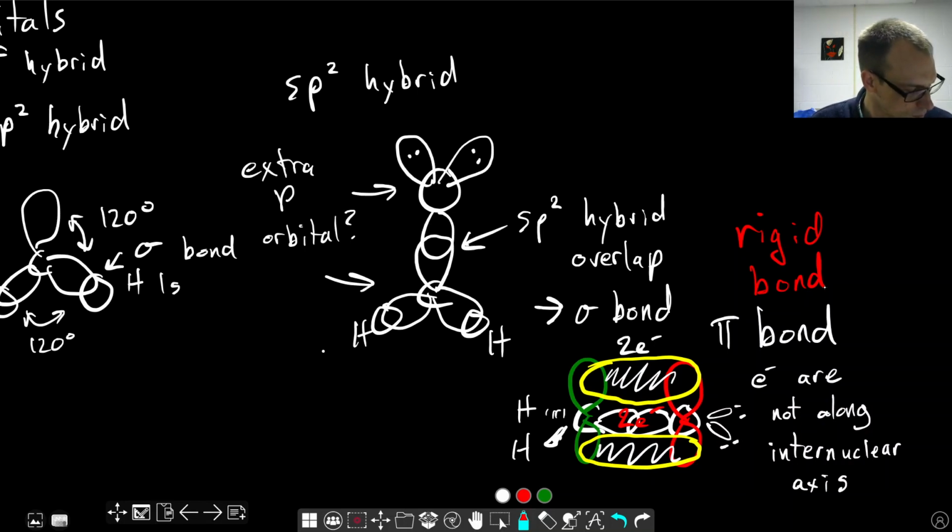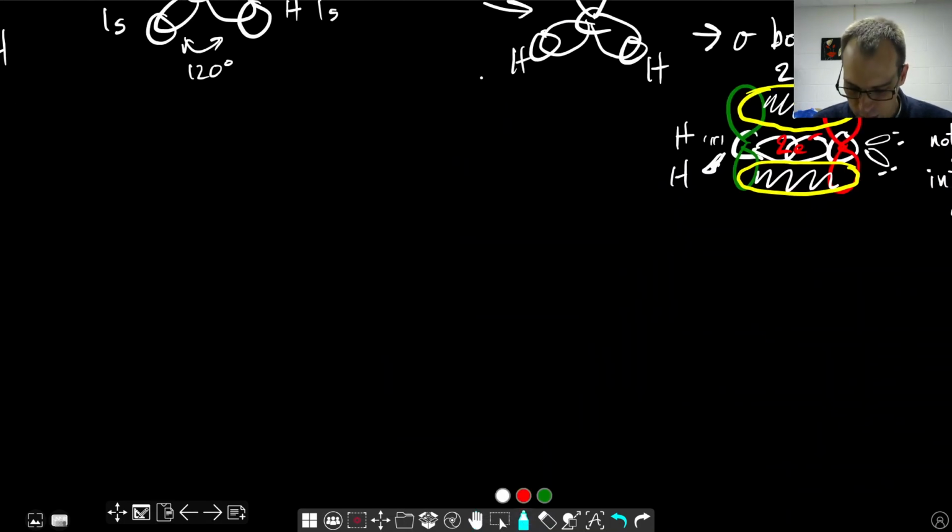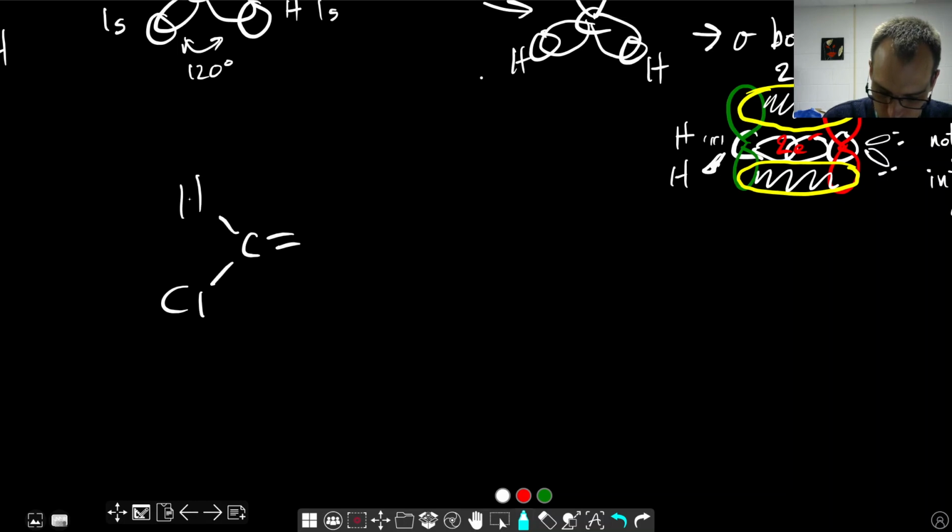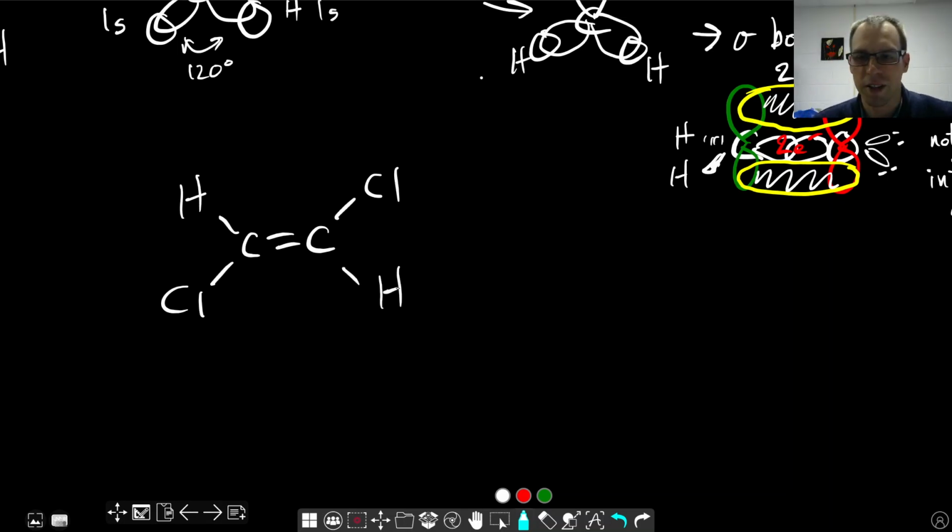Let me think of a good one. Okay, so let's look at a molecule like this. There we go. All right, so this molecule is called 1,2-dichloroethene, or dichloroethylene. Anyway, the naming doesn't matter for you. What we need to look at is what's happening with the orbitals here.